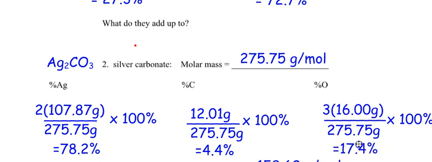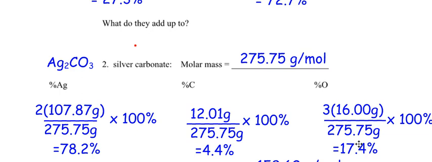Hopefully you got 17.4. So what is something that we should do to make sure that we didn't make a mistake anywhere? Hopefully you can add 78.2, 4.4, and 17.4. And what do you notice that we get when we add up those 3 terms? Yes, we get 100%. Good.